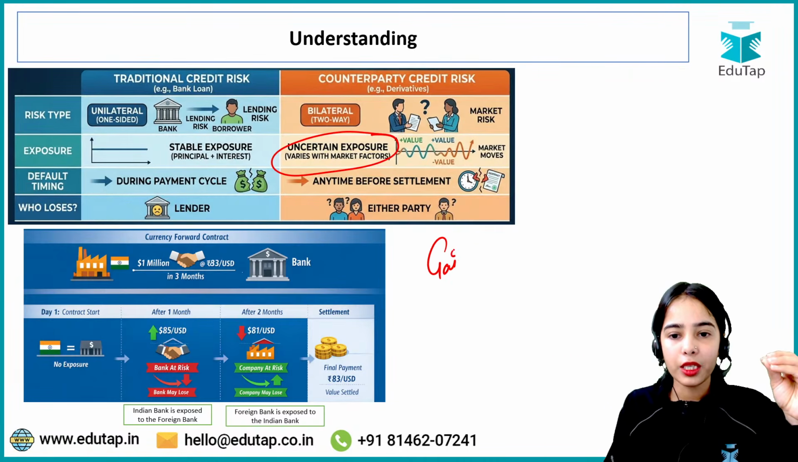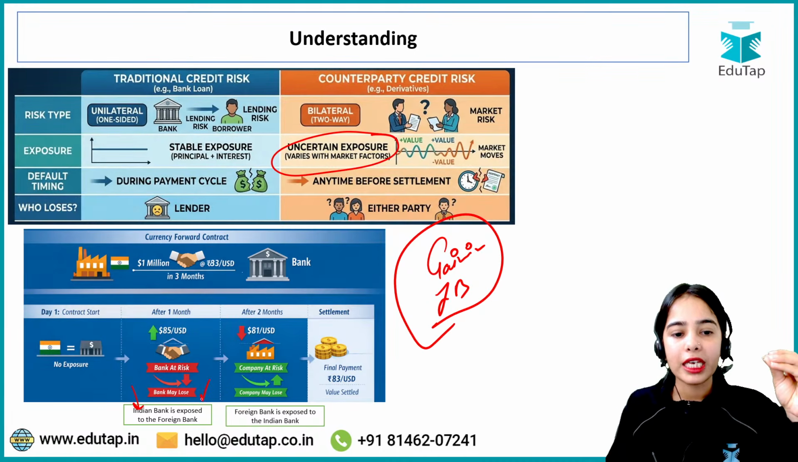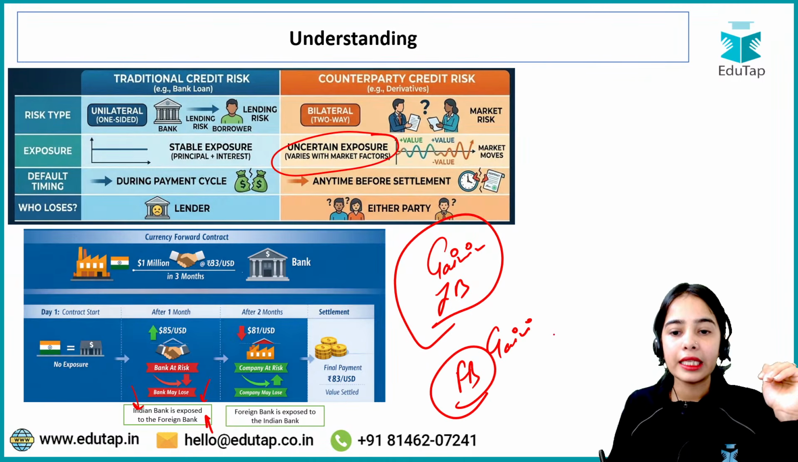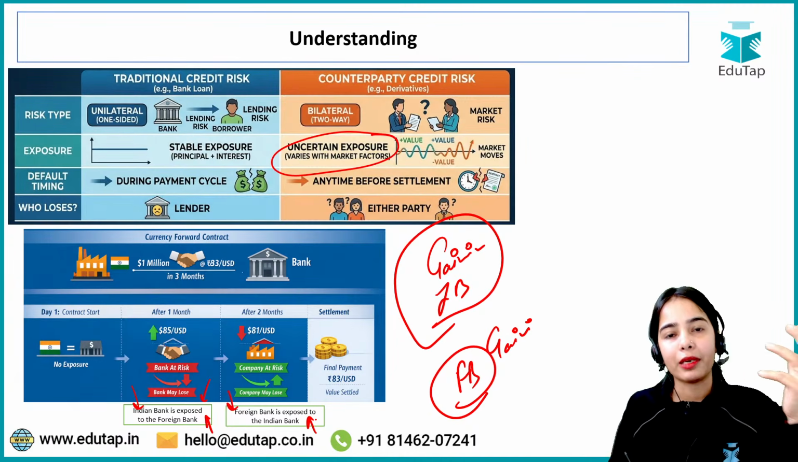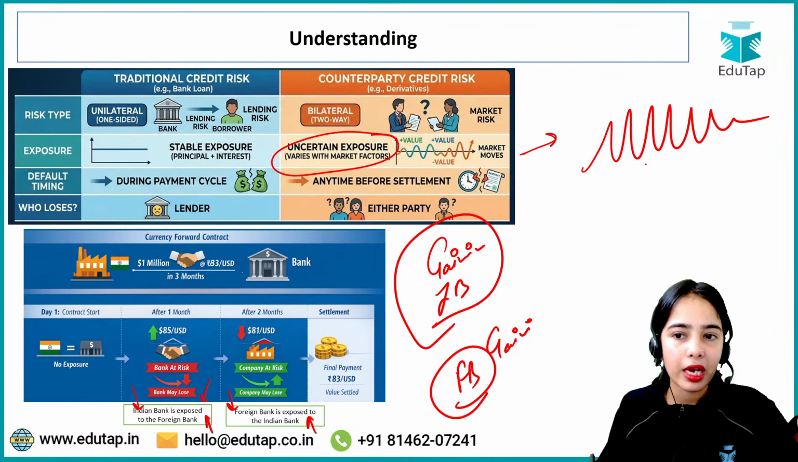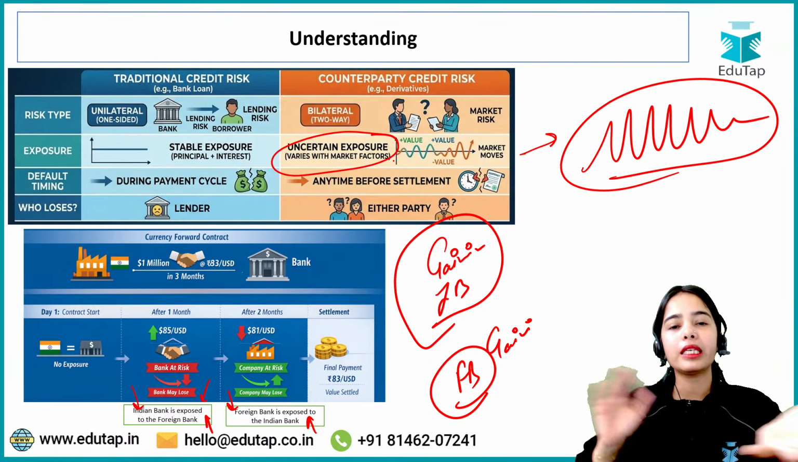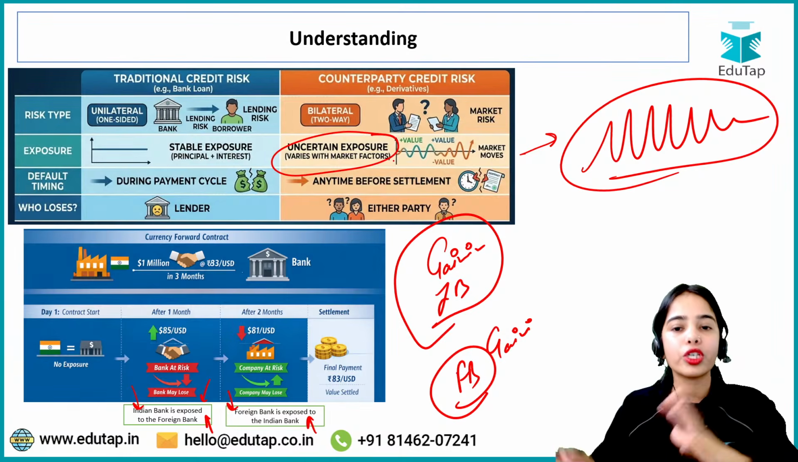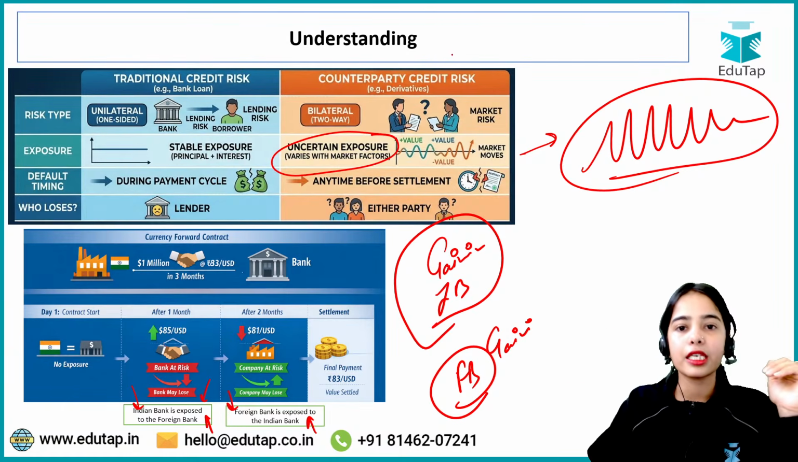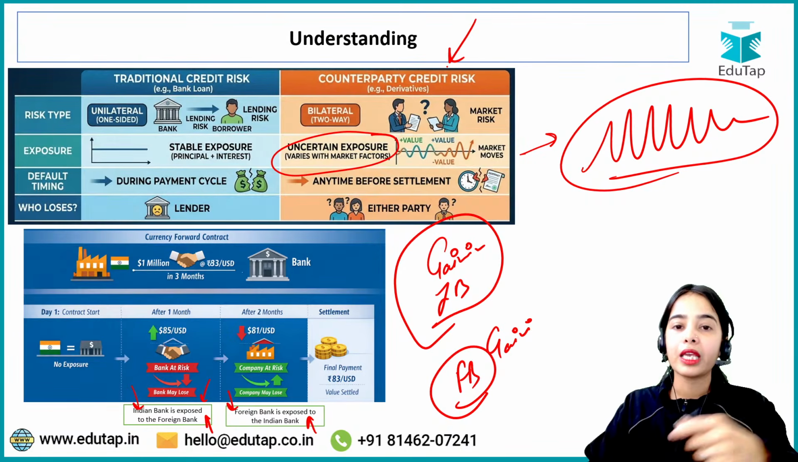If the party is gaining, let's say before the Indian bank was gaining, so the Indian bank was exposed to the foreign bank. In the second case, the foreign bank is gaining. And in this case, if the Indian bank defaults, then the foreign bank is exposed to the Indian bank. So there is uncertain exposure because of the volatility in the market. There is a lot of uncertain exposure and both the parties can be at risk. So this is known as counterparty credit risk.